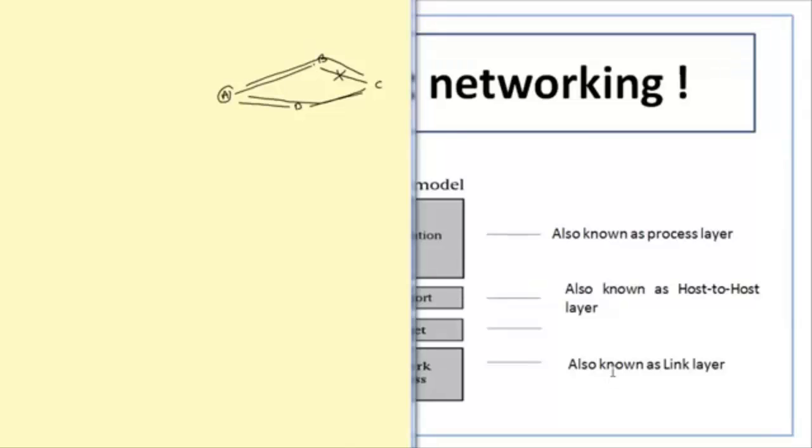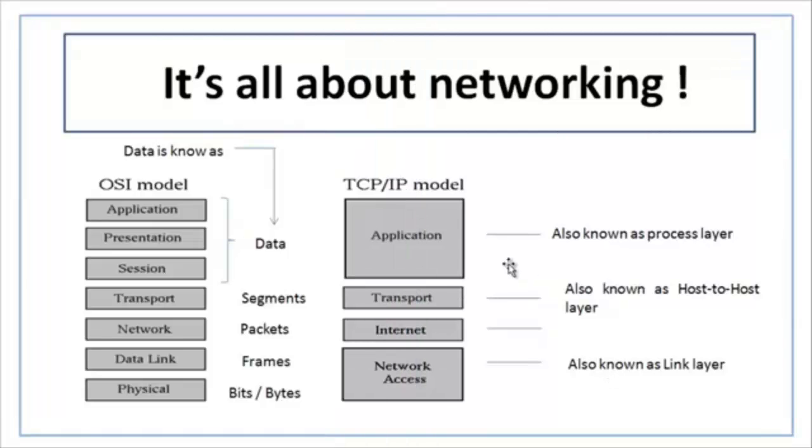Okay, back to the slide. This model just had 4 layers: the application layer, transport, internet, and network access. This had come a long time ago. Some people can't even imagine, and if some of them know about this, that's a good thing.